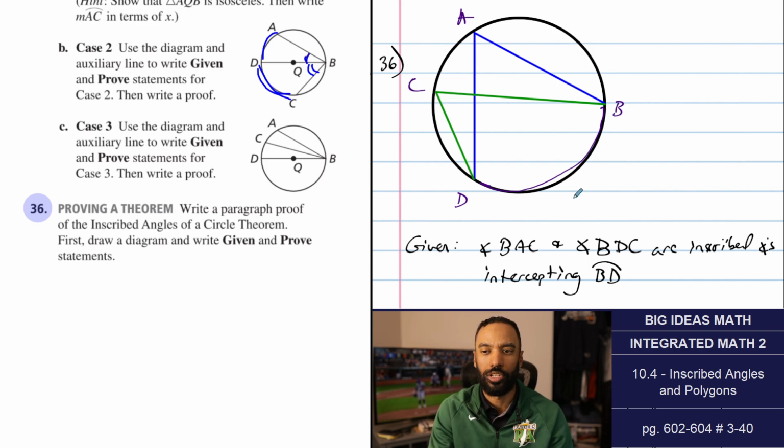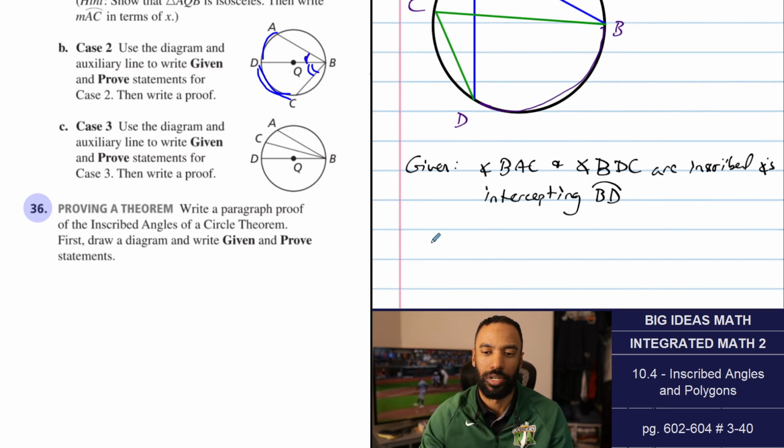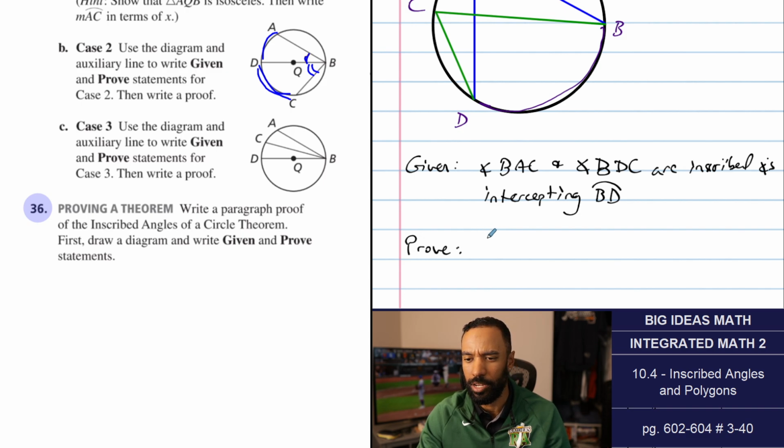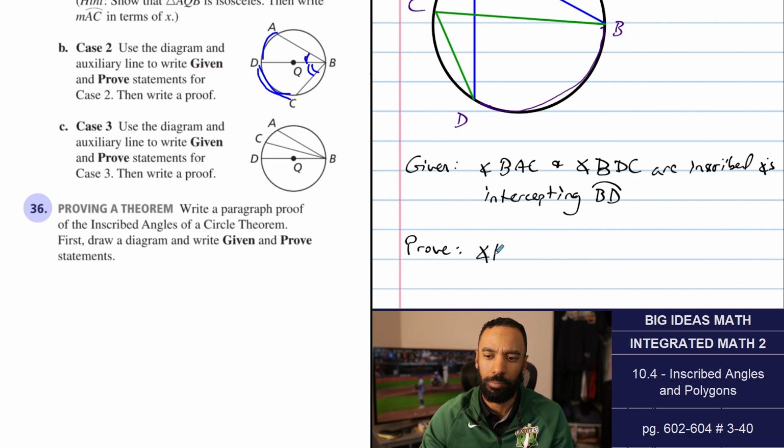Okay? What we want to do is prove that they're congruent to each other. So prove that, and this is going to be a quick one as far as the transitive property, prove that angle BAC is congruent to angle BDC.